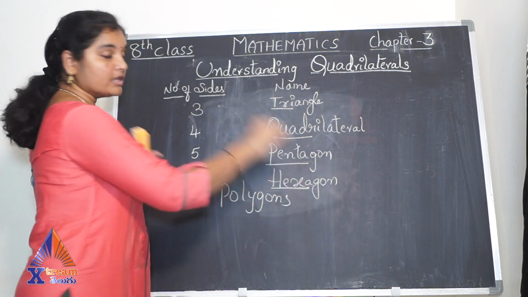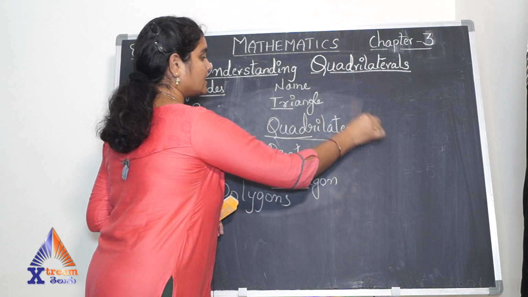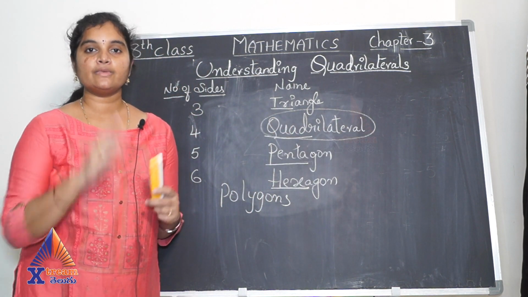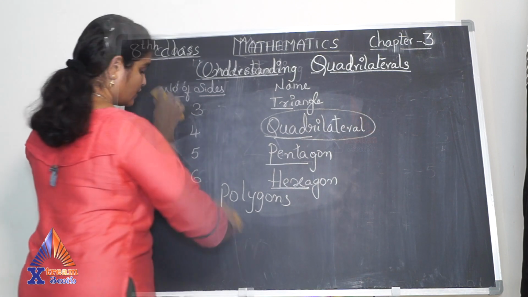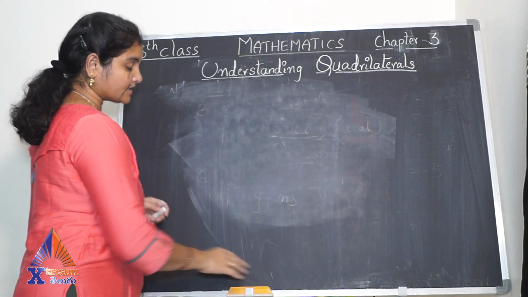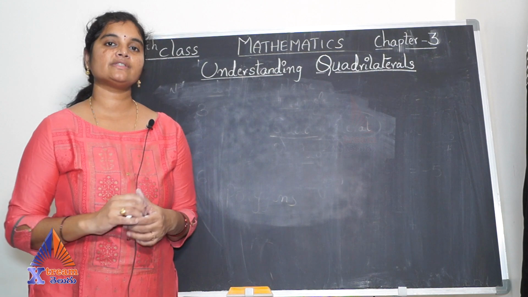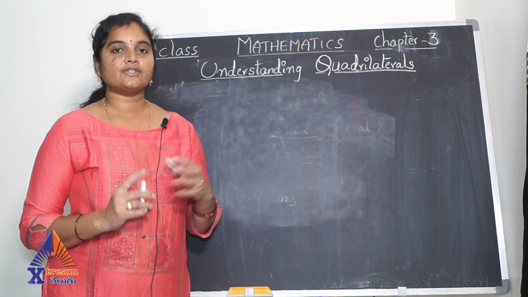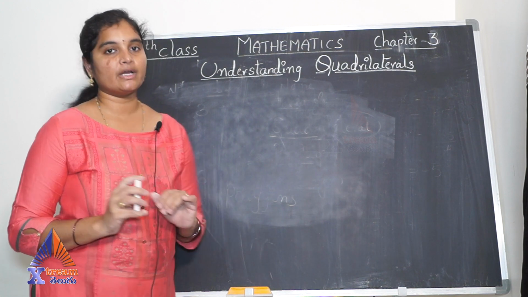Now, out of all these polygons, we are going to discuss the quadrilateral, which has 4 sides. There are so many quadrilaterals, as I told you. We'll be discussing all of those in our next video. Okay, let's try to understand the basic things in a quadrilateral.